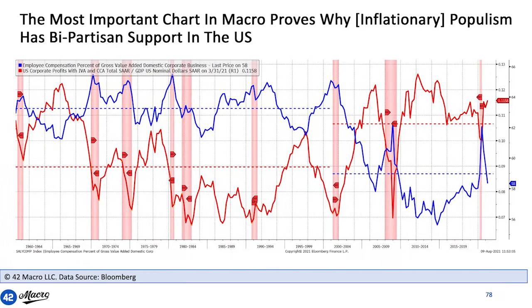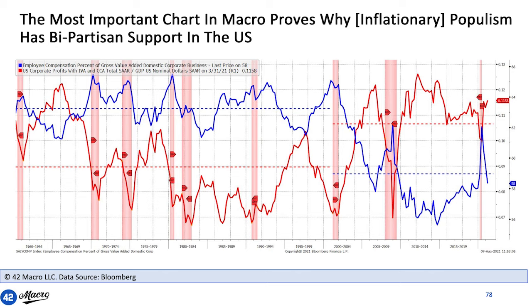On slide 78, I've said this a lot of times. This is the most important chart of macro, and the most important chart of macro proves why inflationary populism has bipartisan support in the U.S. The blue line shows the compensation of employees as a percent of national income. The red line shows the corporate profits as a percent of national income. And as you can see, those lines have meaningfully transposed over the last couple of decades.